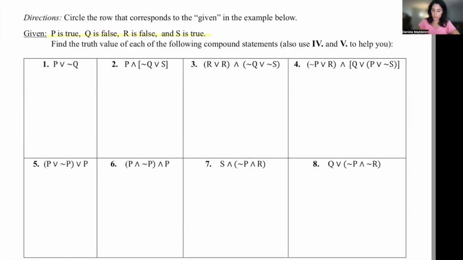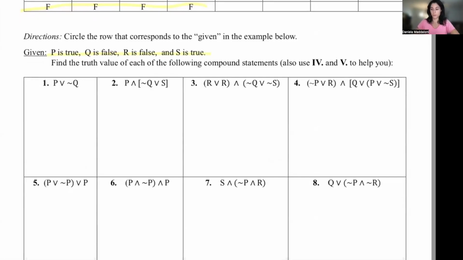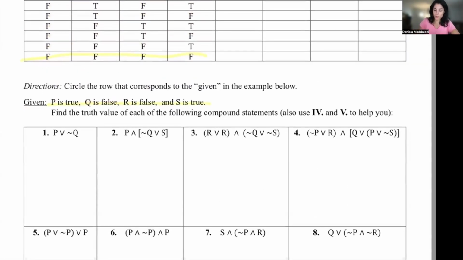First things first, what we want to do is make a little key so we can easily refer back to it. It says P is true, so I'm going to write P equals T for true. We're going to do the negations of all of them, so not P would have to be false.